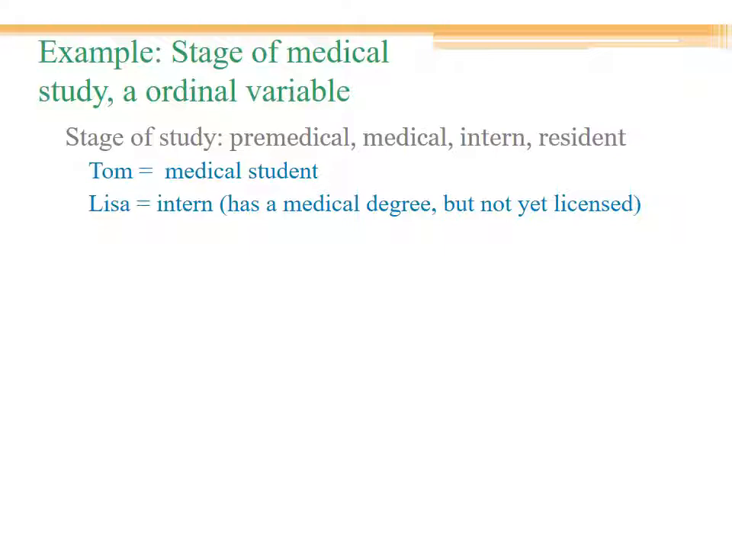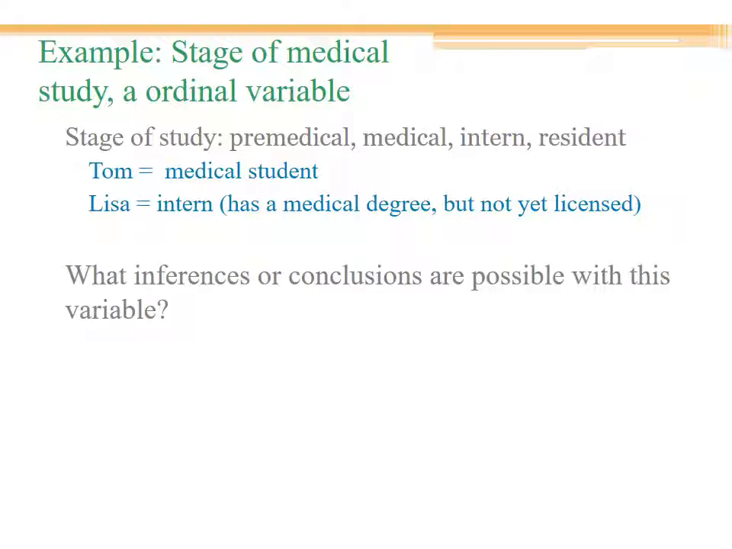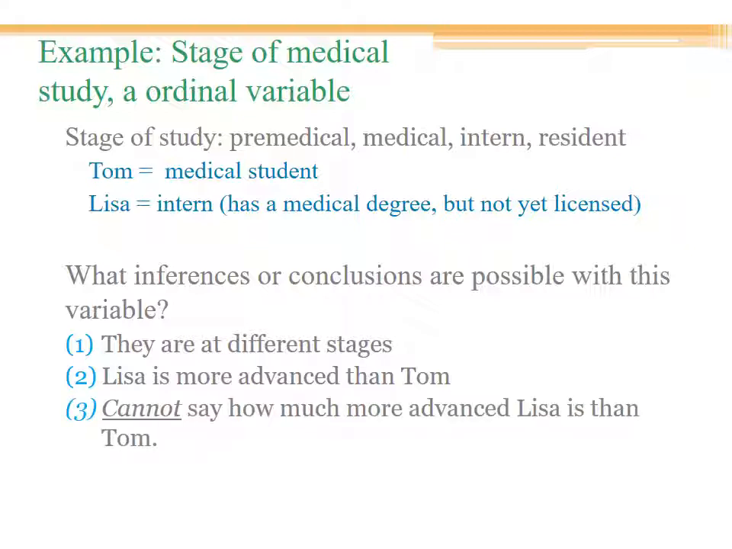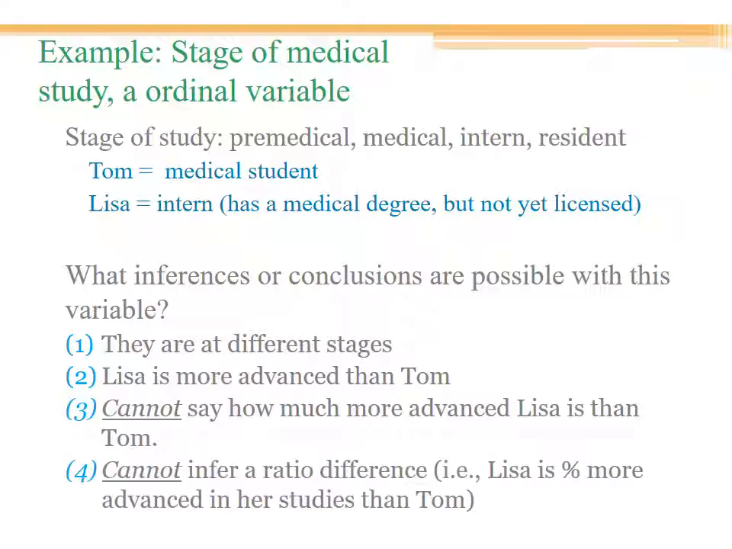Let's say Tom is a medical student and Lisa is an intern, meaning that she has her medical degree but she's not yet licensed. So we can infer that they are at different stages, classification. Lisa is more advanced than Tom, rank order. But we cannot say how much more advanced Lisa is than Tom. Tom might be a month away from graduating, or maybe he just started medical school. We also cannot infer a ratio difference. For example, Lisa is a certain percentage more advanced in her studies than Tom.